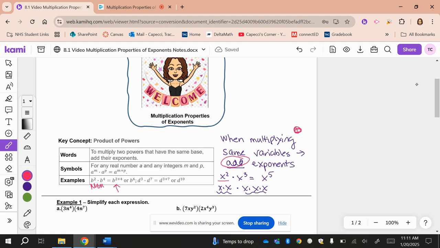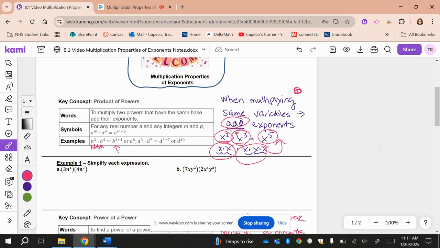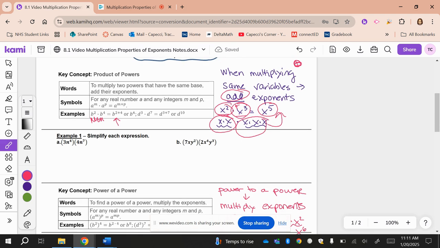So for instance, x to the second times x to the third, we add the exponents and we get x to the fifth. And the reason for that is because x to the second, if I were to write them out, I'd have 2 x's. X to the third is x times x times x, there'd be 3. And if you add all of those together, you have 5 x's. All right, let's try some examples.